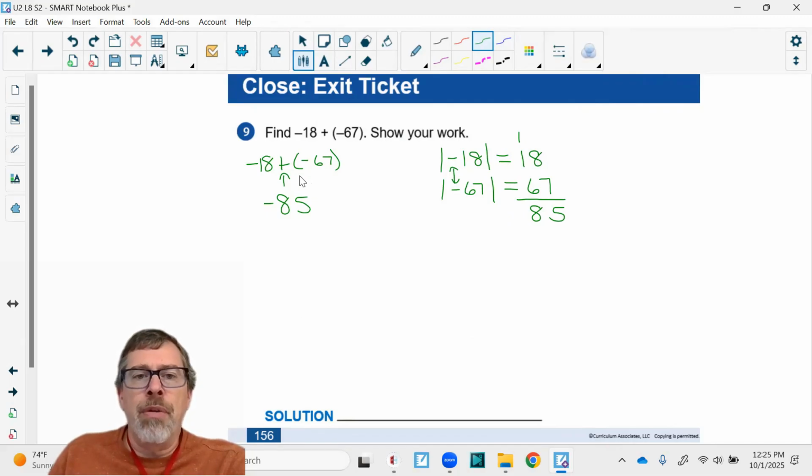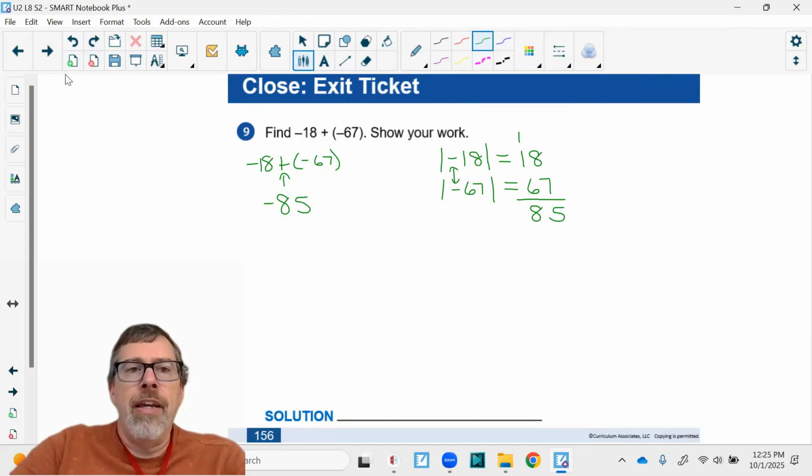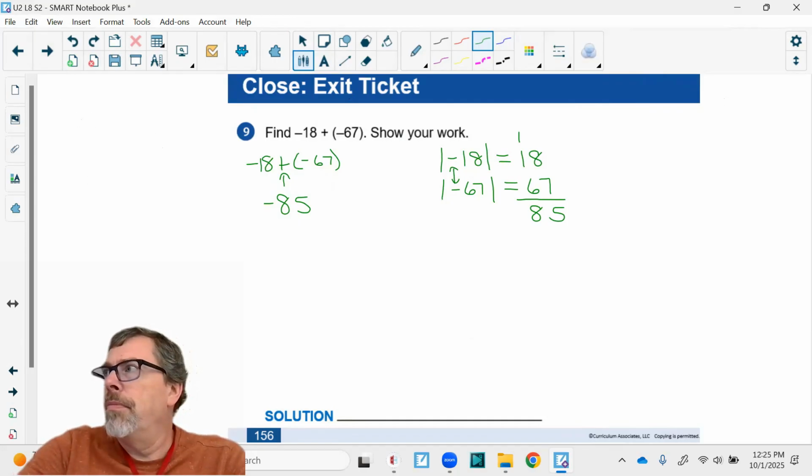Okay, so in other words, what are we doing? When you have two negatives and you're adding them, you add their absolute values, keep the sign. And that is the end of session 2.